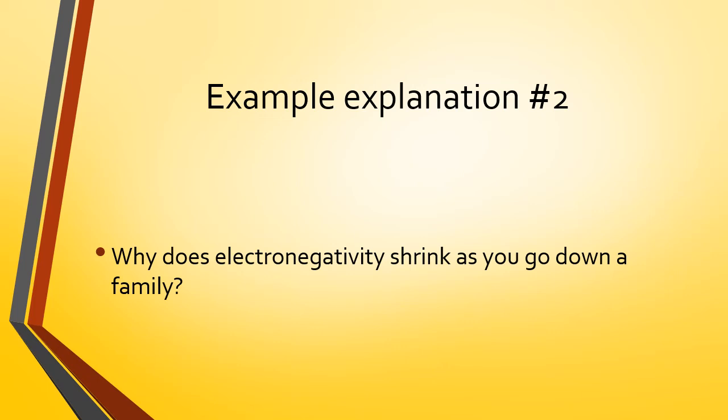Let's look at a second example, this time talking about going down a family. Let's focus on electronegativity. Why does electronegativity shrink as you go down a family? Let's consider what's happening at the atomic structure and then which aspect of Coulomb's law we can use to explain it.